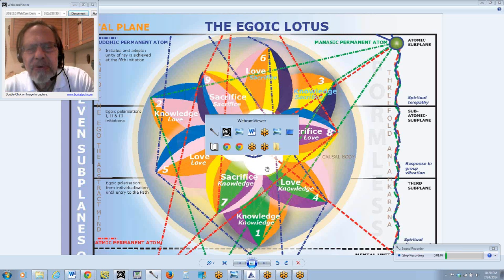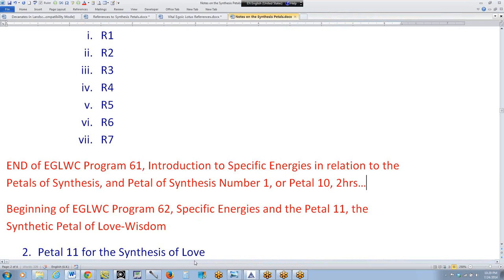Now, we had reached the point where we had ended program 61, and in that I gave a little bit of an introduction to the subject. In program 60, we had some foundational references which oriented us to this subject, which is a little bit obscure because not so much is said about it.